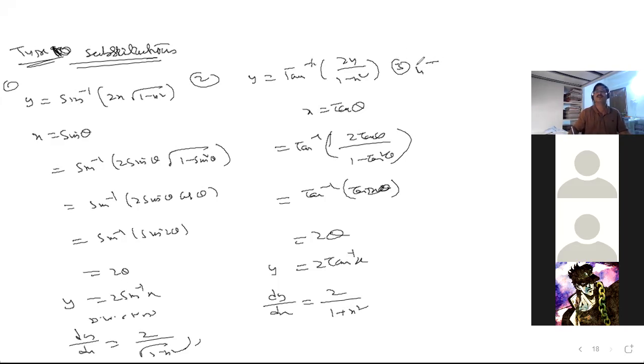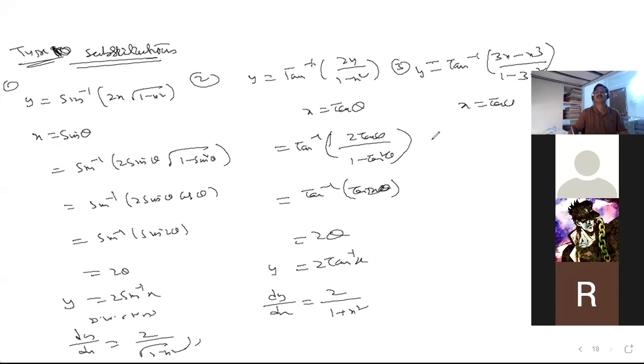one. Today I am just introducing it because I want to strengthen your confidence. Nothing else. Can you tell me here which one I am supposed to take? Sir, x is equal to tan theta. Nice. Let's recall the trigonometry formula: 3 tan theta minus tan cube theta over 1 minus 3 tan square theta, which is tan 3 theta. So tan inverse of tan 3 theta is 3 theta, which is equal to 3 tan inverse x.